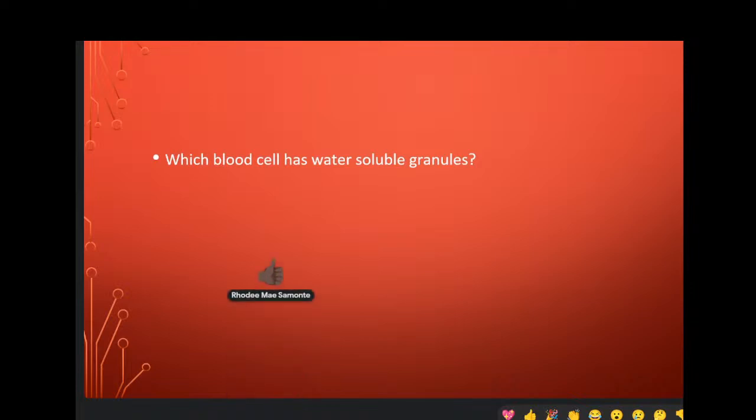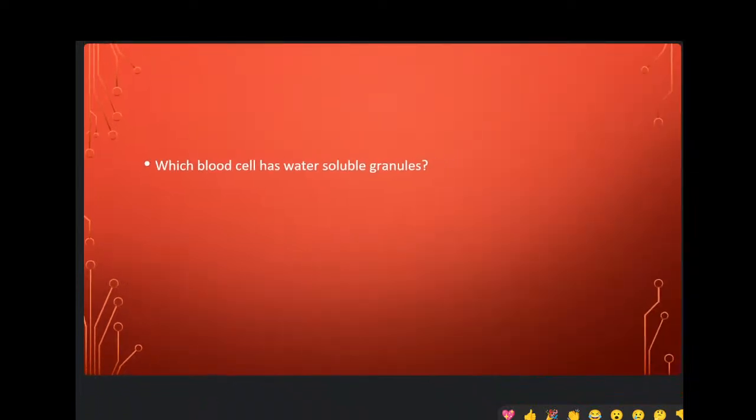Okay, now let's talk about soluble granules. Which blood cell has soluble granules? You only have three choices. Neutro, baso, or AO? Which blood cell has a soluble one? Dexter answered baso. Renmar also answered baso. Patrick also answered baso.